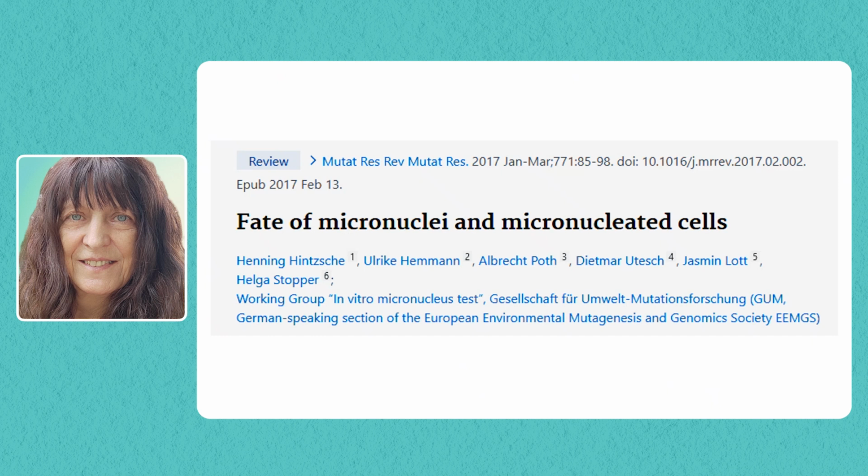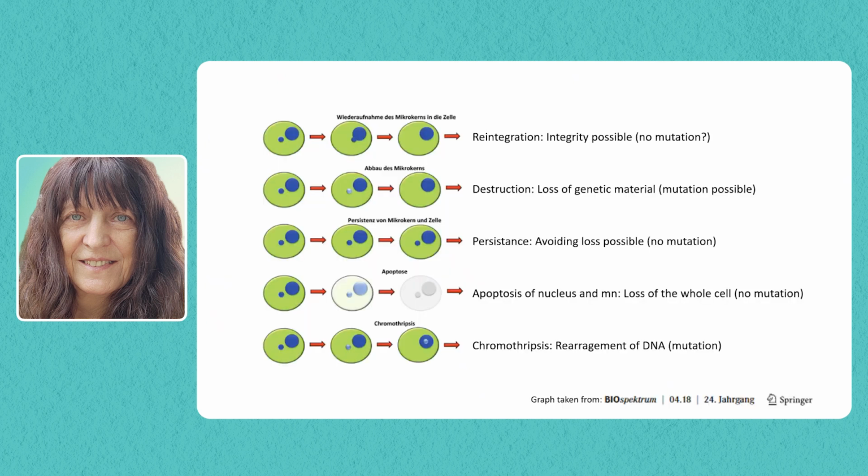As a result of all these questions, we formed a working group within the GUM, the German Mutation Society, Gesellschaft für Umweltmutationsforschung, so the German-speaking subgroup of the European Environmental Mutagenesis and Genomics Society. We worked several years and came up with this paper summarizing the fate of micronuclei and micronucleated cells, what is known about them in the literature. And these are the possible fates here.